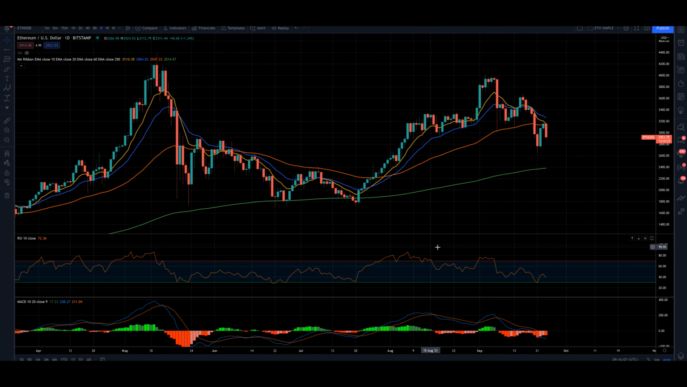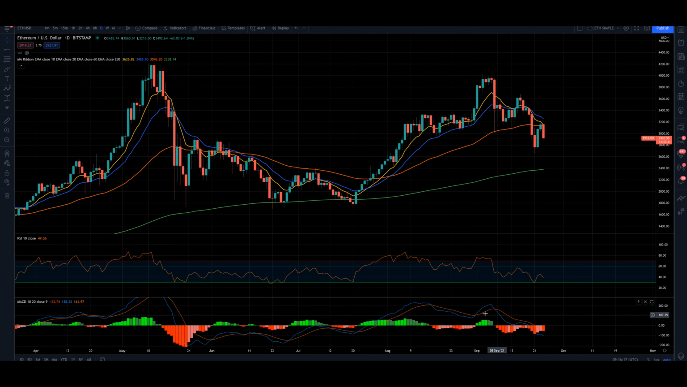We have done a round trip at this degree, what I like to call a round trip, where we go from overbought to oversold, only just into oversold, and we bounce back up into neutral territory. Still bearish momentum on the MACD here.